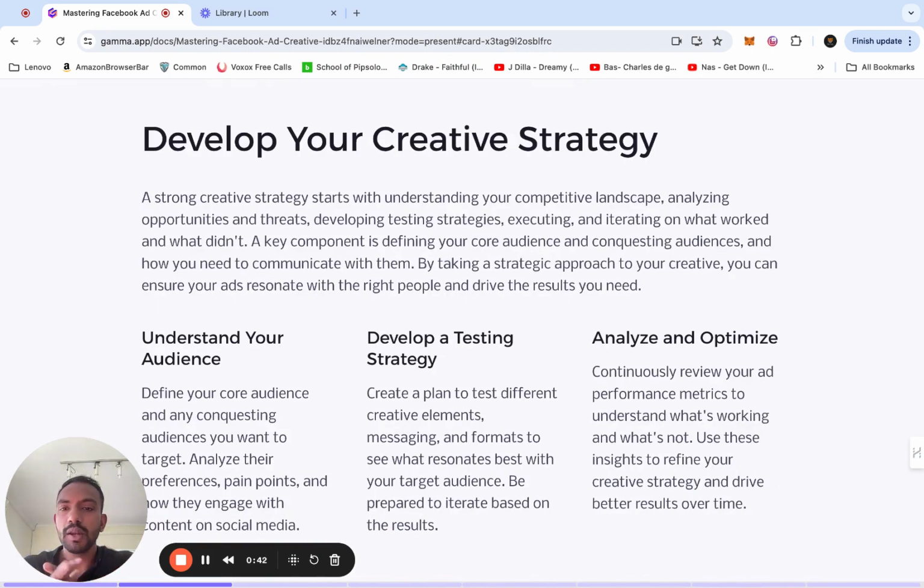So, you need to develop a creative strategy. That means understanding who you're marketing to, understanding your competitive landscape, and analyzing the opportunities and threats. So, in this strategy, there's three factors to it. Number one, understanding who you're marketing to, understanding your audience, defining who your core audience is, and any concerning questions that they may have in terms of their preferences, in terms of their pain points, and also in terms of how they like to engage with content on social media.